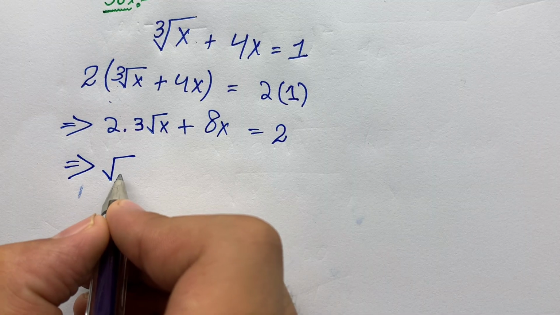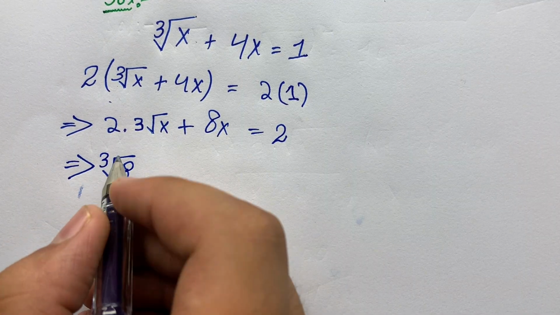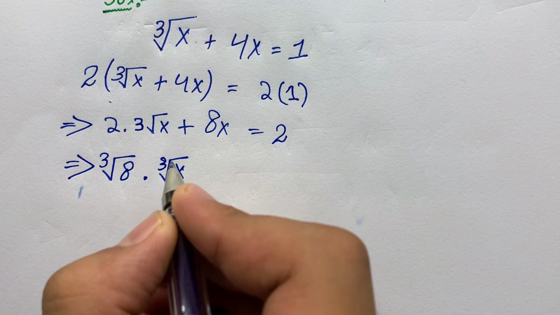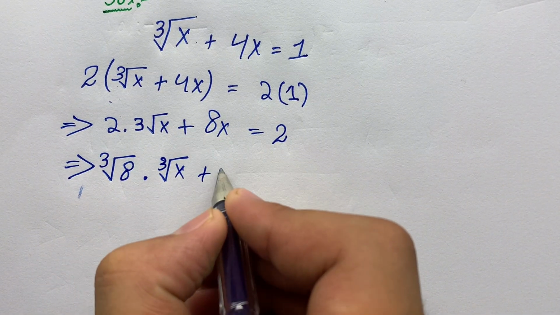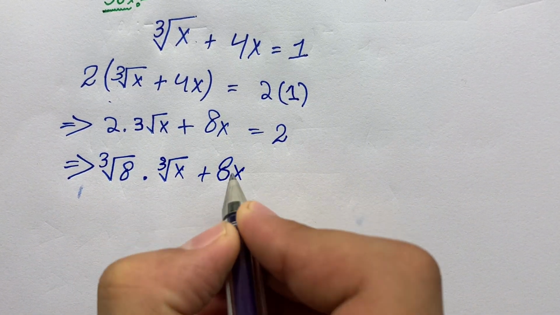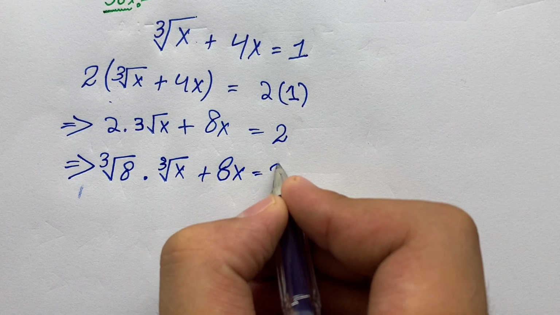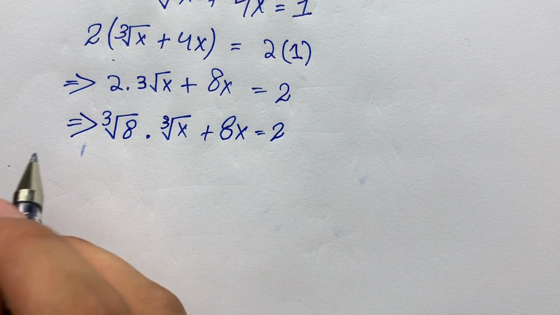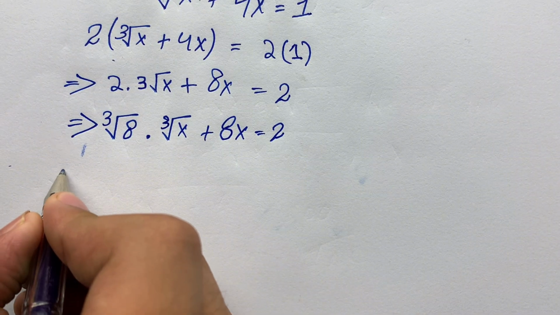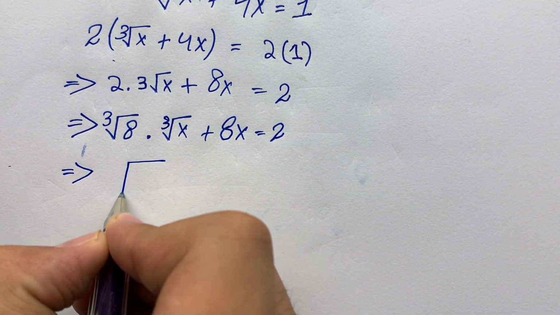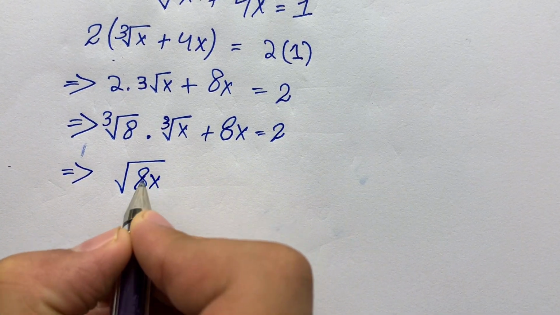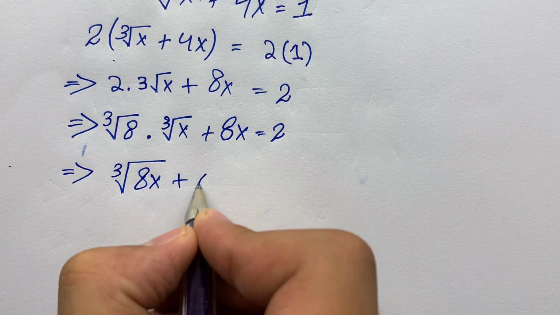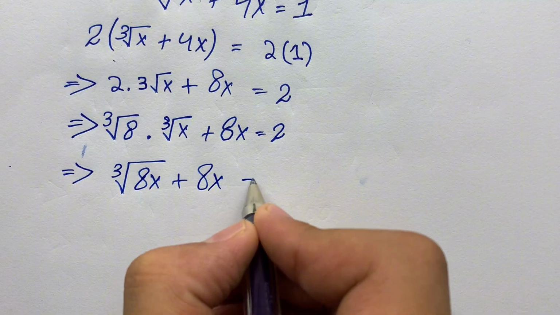Under root of 8 × 3 × under root of x × 3 plus 8x is equal to 2. And this will be under root of 8x × 3 plus 8x is equal to 2.